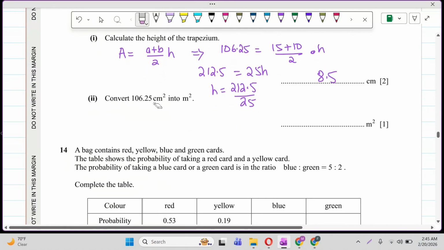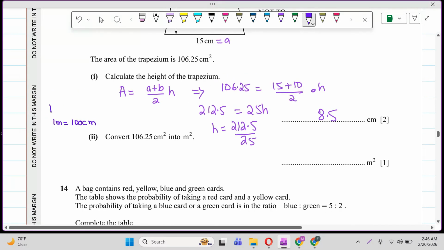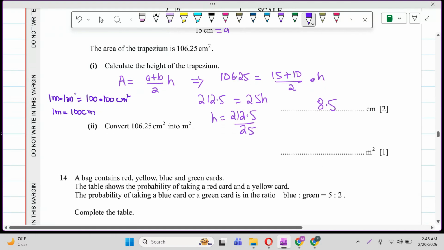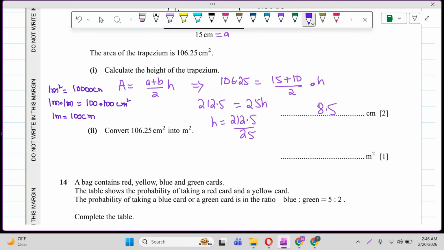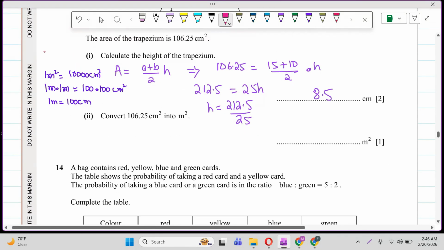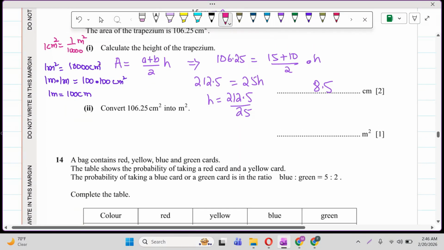Convert 106.25 centimeter square into meter square. First, we know that 1 meter is equal to 100 centimeter. If I multiply 1 meter by 1 meter, it is equal to 100 times 100 centimeter square. So 1 meter square is equal to 10,000 centimeter square. So we can say that 1 centimeter square is equal to 1 over 10,000 meter square. So in place of 1 centimeter square, we can use 1 over 10,000 meter square.